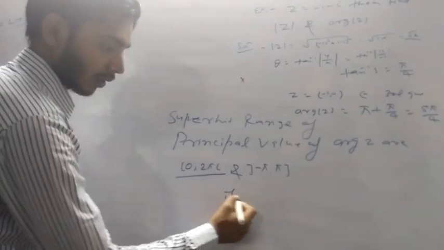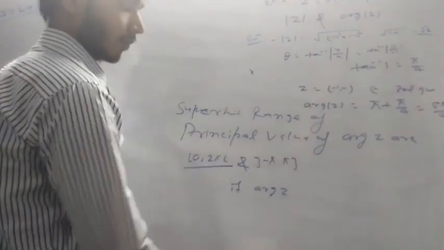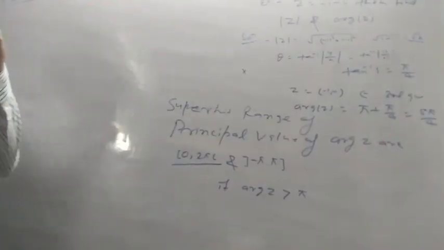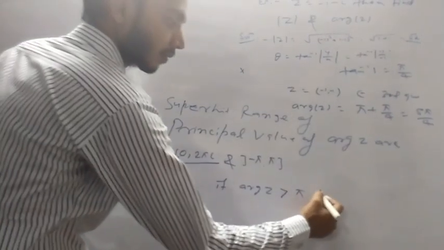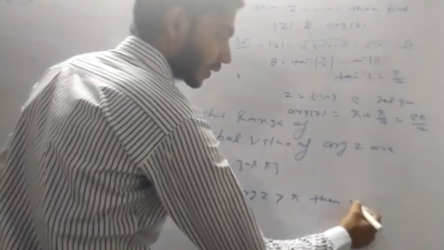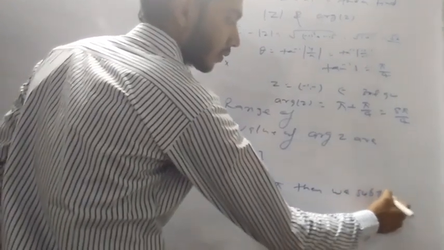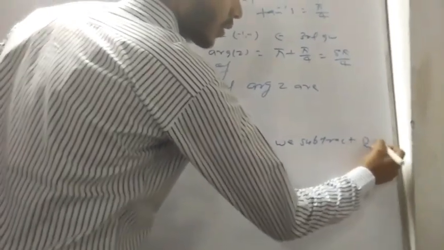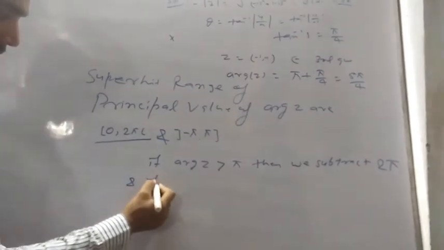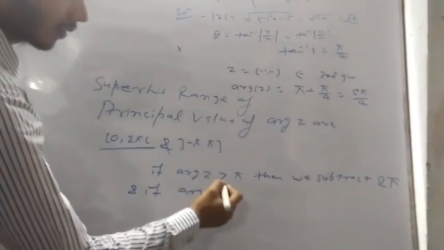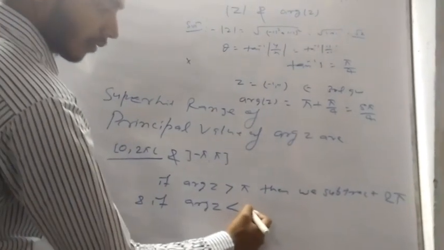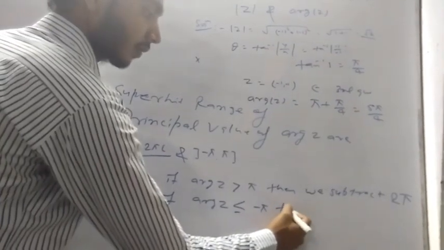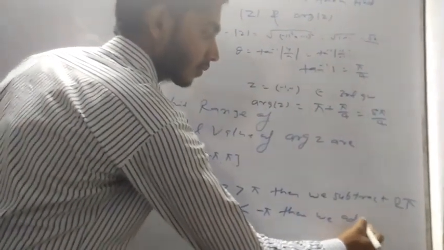If the argument of z is greater than pi, then we subtract 2 pi. And if the argument of z is less than or equal to minus pi, then we add 2 pi.